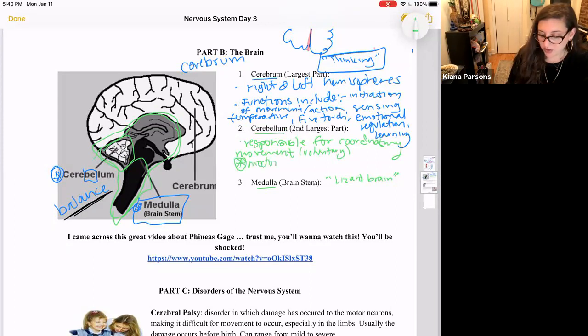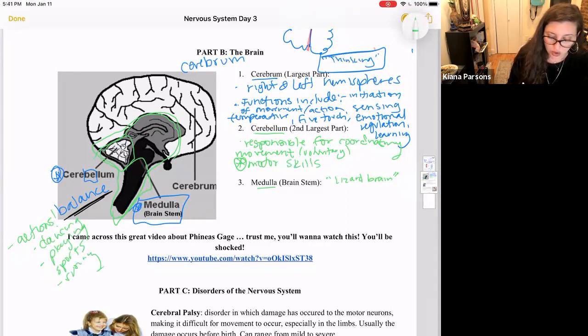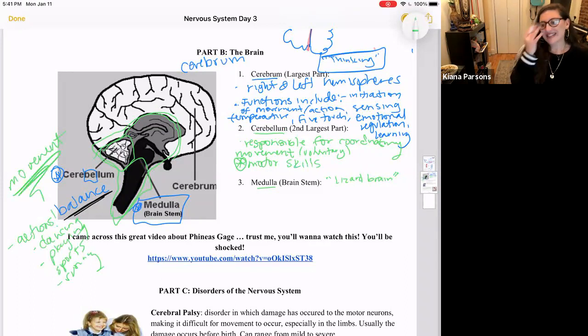So motor skills, especially fine motor skills, actions like dancing, playing sports, running. And again, this goes into balance, bellum, or movement. And the cerebellum is the movement part of the brain. And, you know, balance is part of movement.